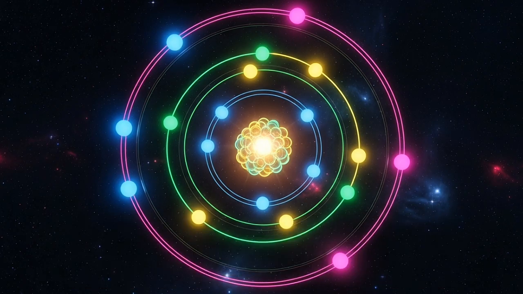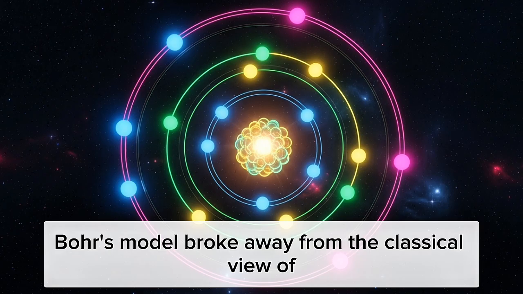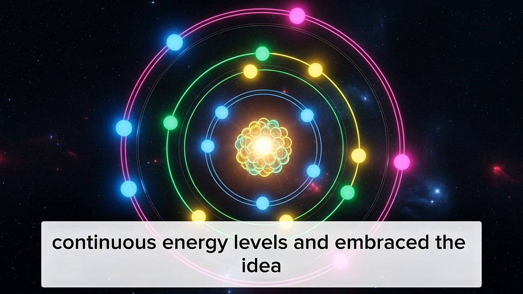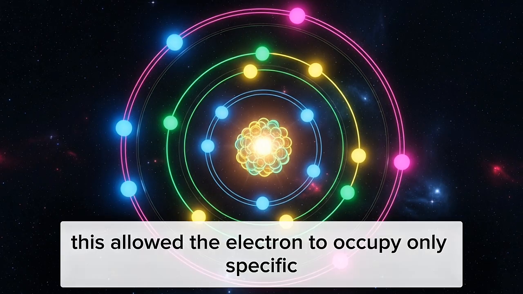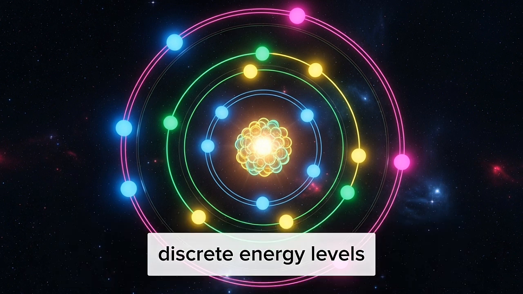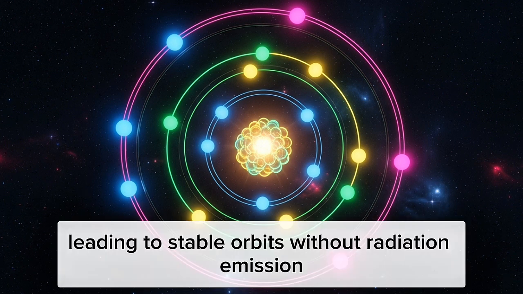In essence, Bohr's model broke away from the classical view of continuous energy levels and embraced the idea that certain energies are forbidden and others allowed. This allowed the electron to occupy only specific, discrete energy levels, leading to stable orbits without radiation emission.